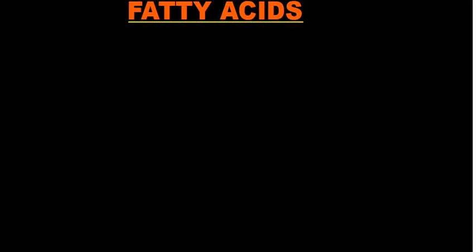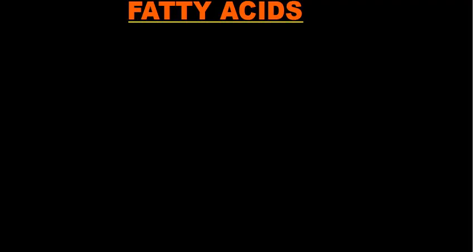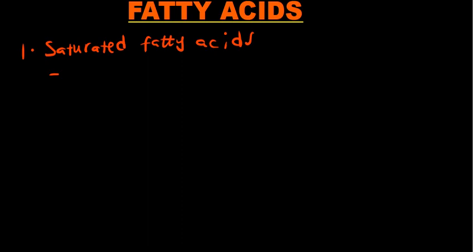We're going to proceed with the fatty acids so that we go into details for each of them. So we said we have two types of fatty acids. Firstly, we're going to look at saturated ones, saturated fatty acids. These are characterized by having single carbon to carbon bonds.